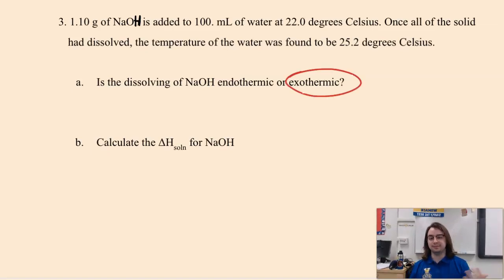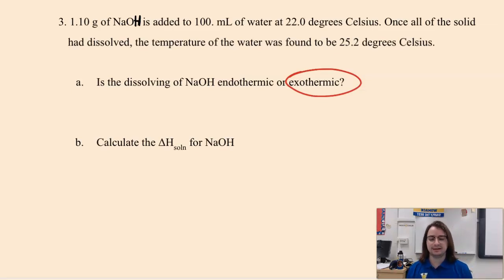If the temperature of the water went up, exothermic. If the temperature of the water went down, endothermic. And if you were holding the flask while you're dissolving NaOH, you would actually notice that the flask gets pretty warm. It's a pretty exothermic process. I mean, 22 to 25 degrees, it's a pretty big jump. So yeah, exothermic, that's easy.